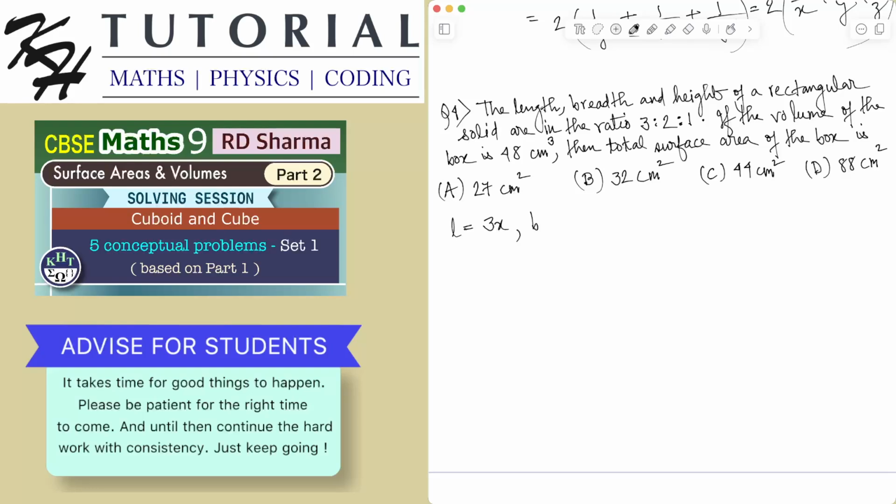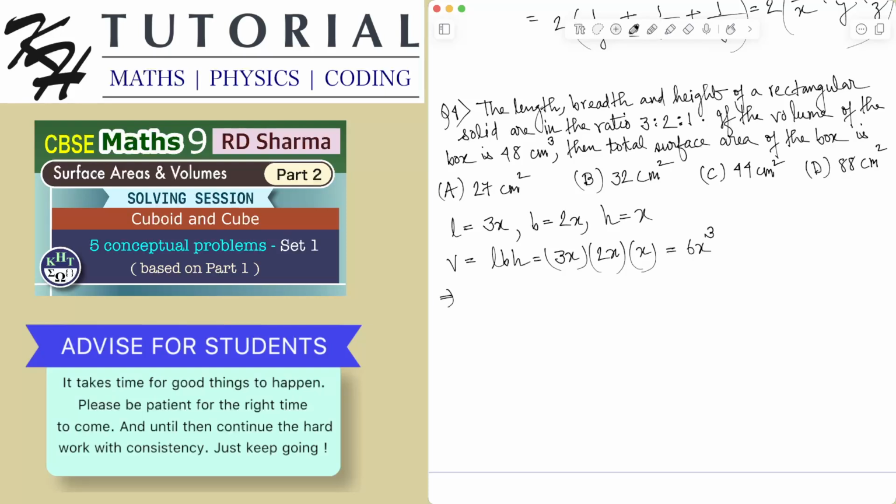So breadth is 2x and height be x. This is based on the parts of the ratio 3:2:1. Okay. So volume will be equal to LBH, which is equal to 3x multiplied by 2x multiplied by x. This is 6x cube.